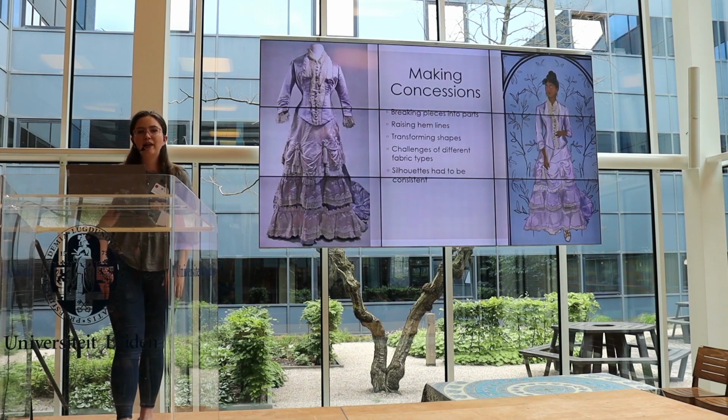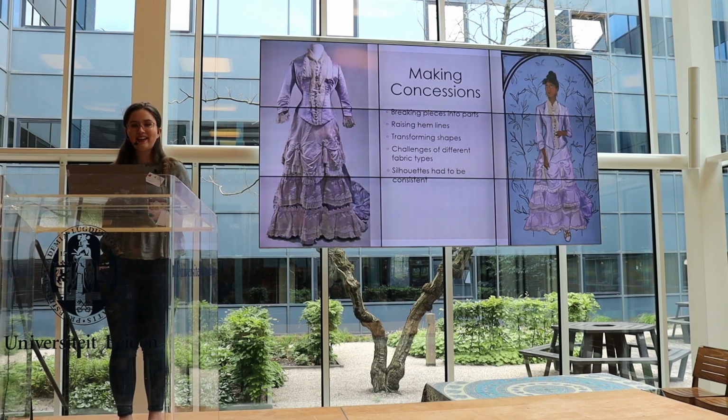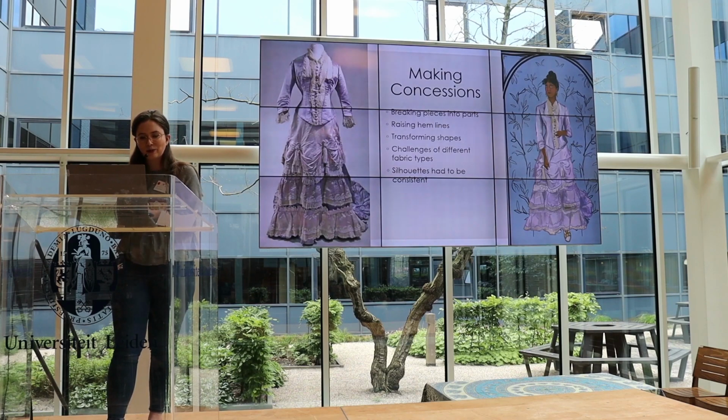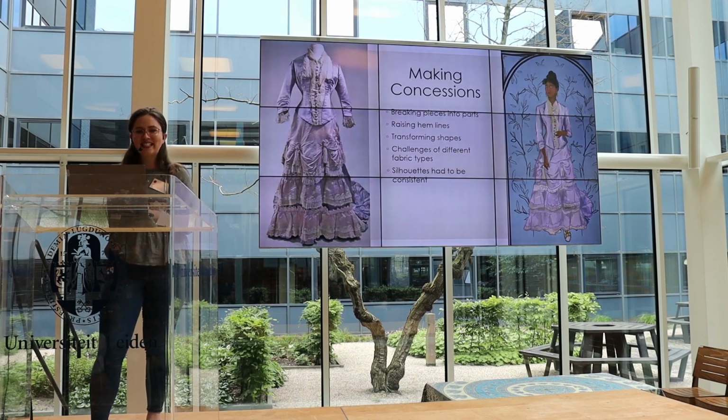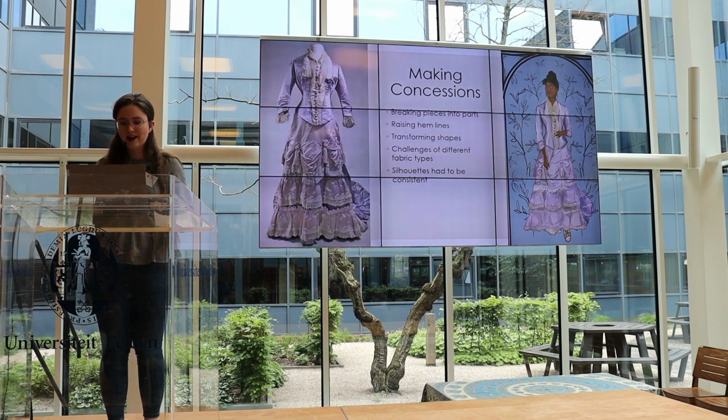So the first was thinking about making concessions to the genre. In order to make the game the most fun, it needed to have lots of different parts. So I decided to break outfits into separate pieces. I also decided to raise the hemlines as well so that you could see the shoes, and this gave another thing you could customize. And then when I was picking which objects to include, I had to consider what fabrics I'd be able to draw. So starting off with satin and lace was probably a bad idea on my part. But this is where I chose to start. It only got easier from there, so that was nice. And as I said, the silhouettes had to be consistent as well.